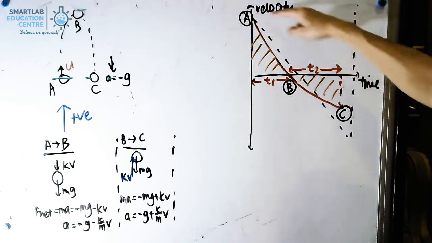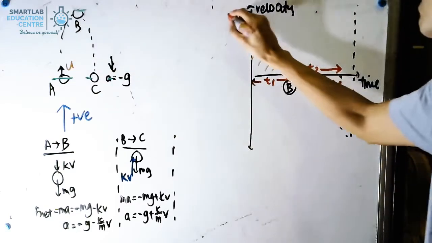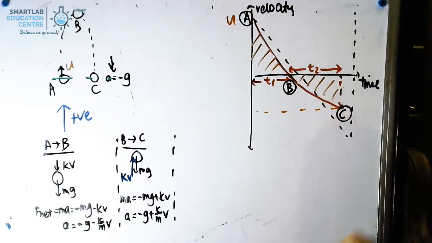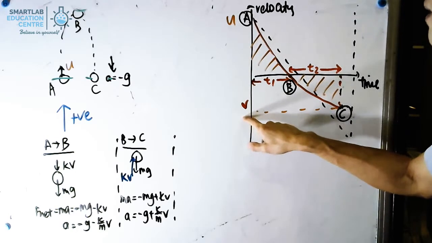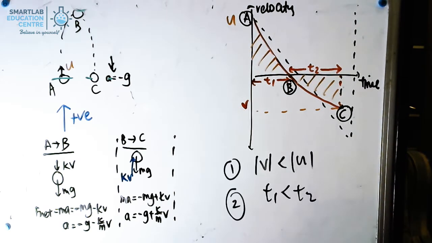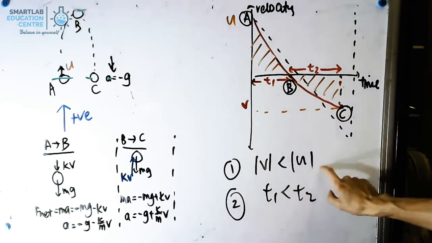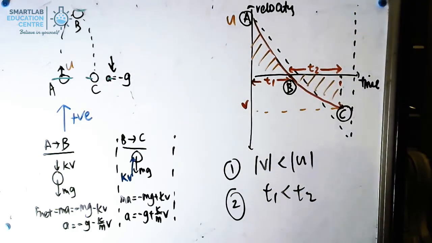If the two areas are equal, and as you can see, we expected the speed that you move initially up to be U. The speed that comes back down, we let it be V. As we mentioned, the speed when it comes back down will be smaller than U, due to the fact that the energy will have to be translated to work done against air resistance. So to conclude, the magnitude of V when the ball reaches back to point C must be less than U, the initial speed. And the time it takes for the ball to move up will be shorter than the time it takes for the ball to come back down.